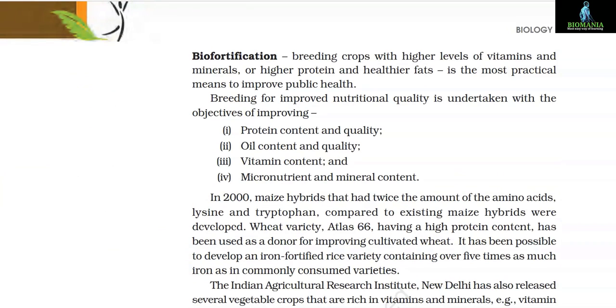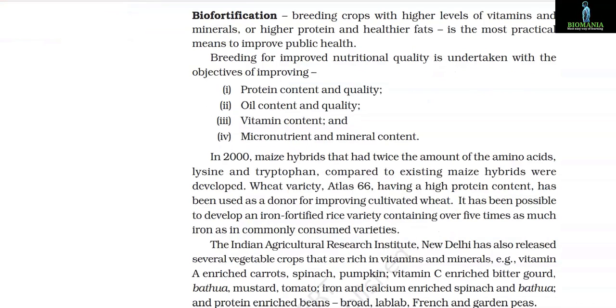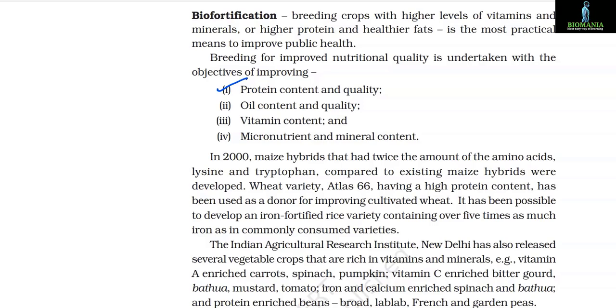Biofortification. Breeding crops with higher levels of vitamins and minerals, or higher protein and healthier fats, is the most practical means to improve public health. Breeding for improved nutritional quality is undertaken with the objectives of improving: number 1, protein content and quality; number 2, oil content and quality; number 3, vitamin content; and number 4, micronutrient and mineral content.